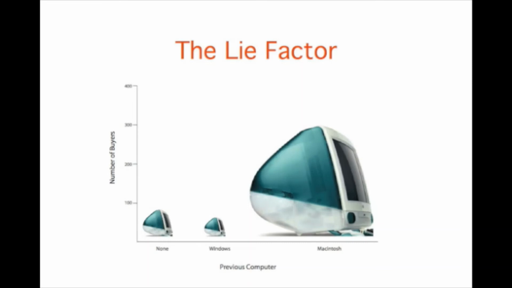Edward Tufte coined the term lie factor to refer to the ratio of the size of the effect shown in a graph to the size of the effect shown in the data. He suggests that lie factors greater than 1.05 or less than 0.95 produce unacceptable distortion.